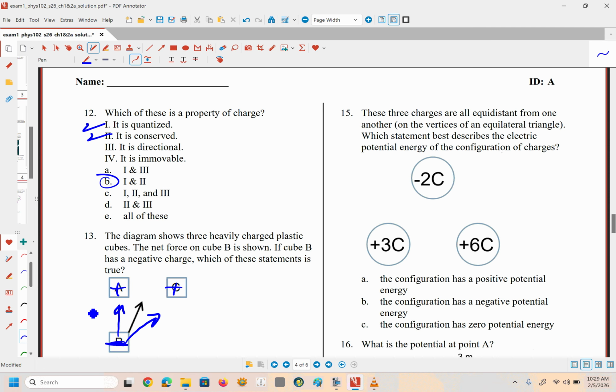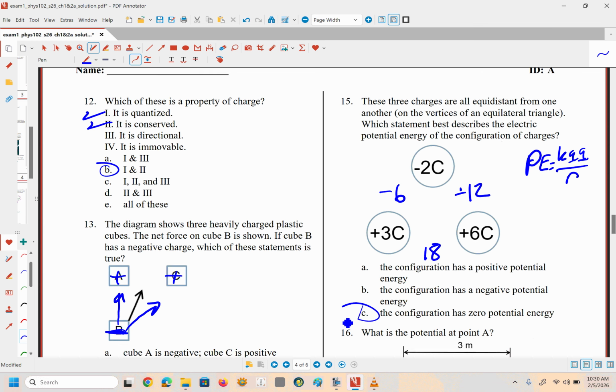Problem with this kid is that she has an excess of negative charges. What is the potential energy? Is it positive, negative, or 0? Remember, potential energy is KQQ over R. Since R is the same for all 3 of these charges, they're on an equilateral triangle, so they're all equidistant from one another, I can just look at the products of the charges. This is not actually the potential energy, but it helps me figure out if it's positive, negative, or 0. This is negative 6, negative 12, and then positive 18. If I add up those 3 values, I see that there's no potential energy.